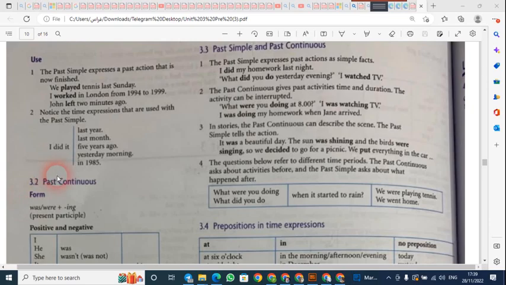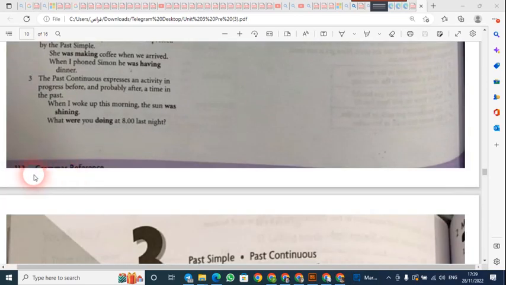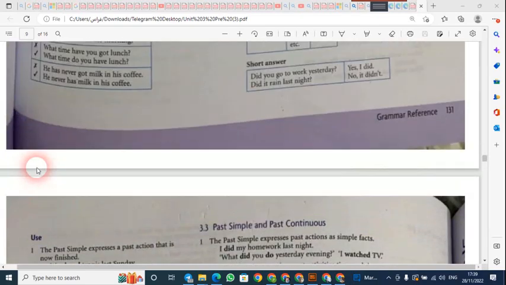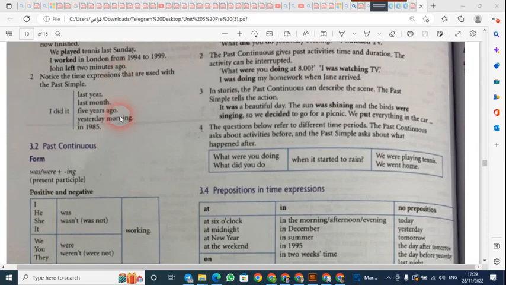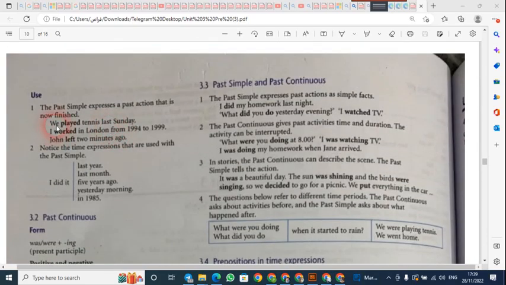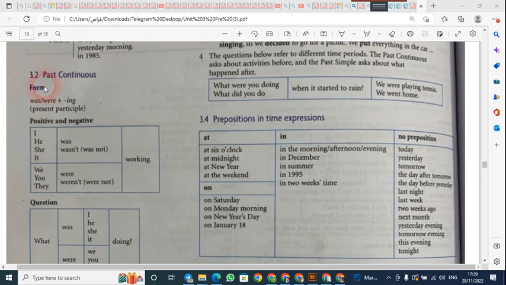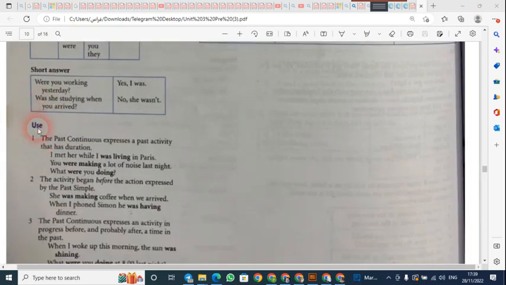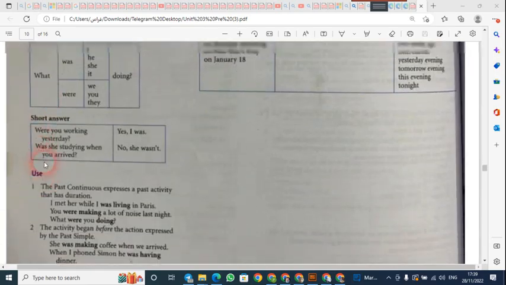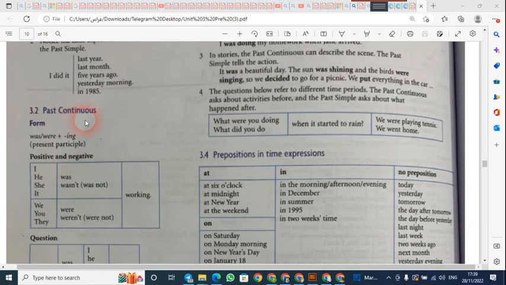Here we have the grammar explanation on page 132, I think. Yes, page 132, the grammar explanation of the past continuous. Again, as always, we have form and use. If you remember, I told you whenever we have a continuous tense, we have two main elements: the verb to be and the ing.